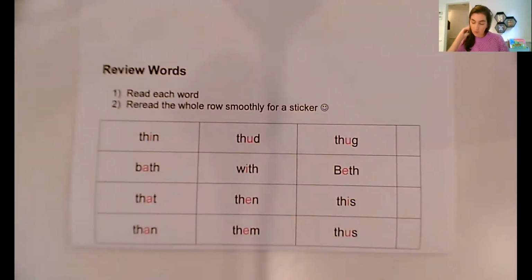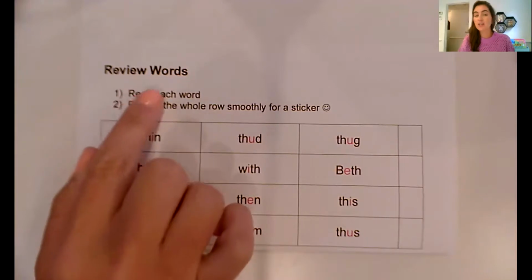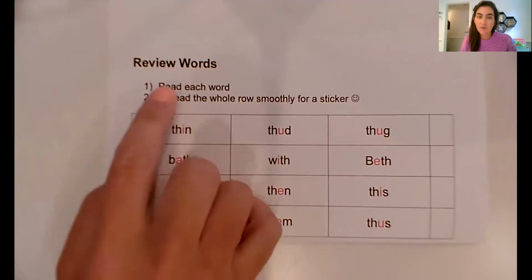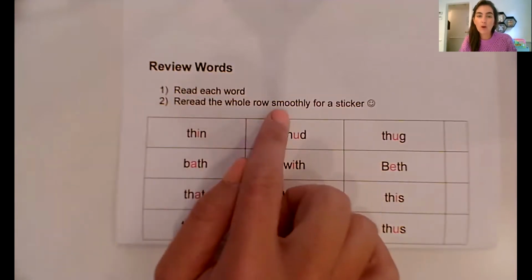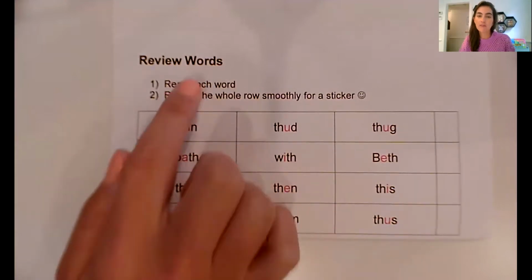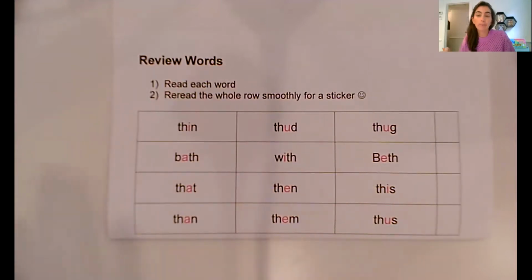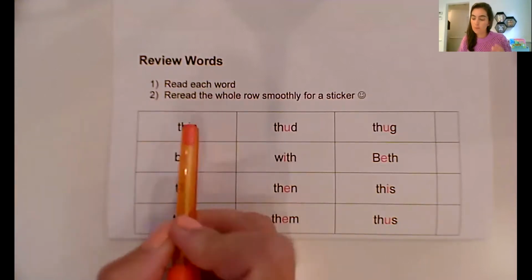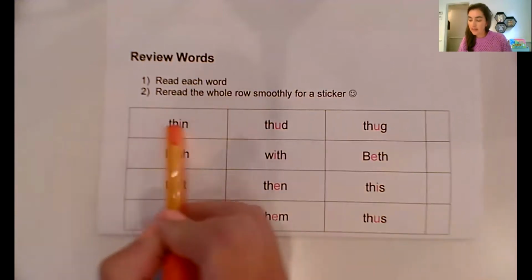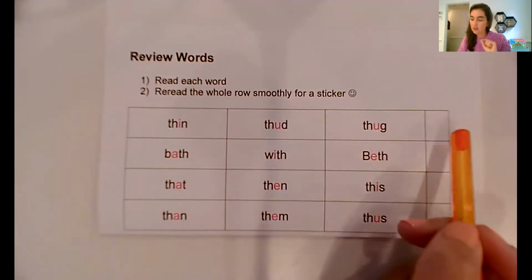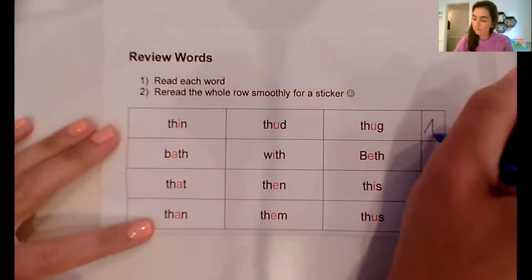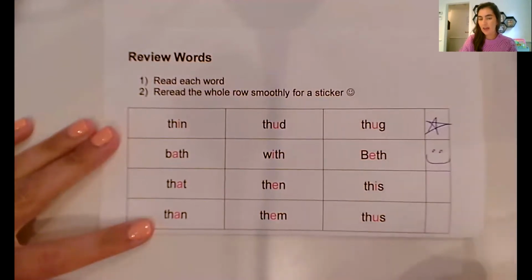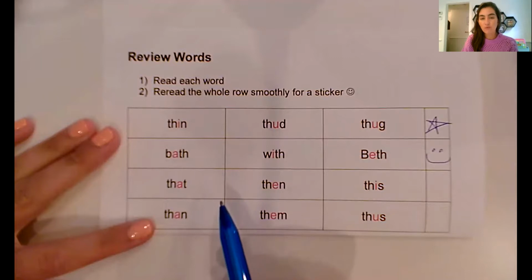Okay, now a review word list like this, sometimes I modify it and I actually type out the directions for children who are a little resistant to this kind of activity. So read each word, reread the whole row smoothly for a sticker. Sometimes by having the directions printed, it just seems like, oh, we've got to do it. We're doing it. And then it makes it a finite task. So my point is he has to read each word, and then he rereads smoothly, and then those tiny little stickers, we put them there, or sometimes kids like to do their own star or smiley face or something like that.